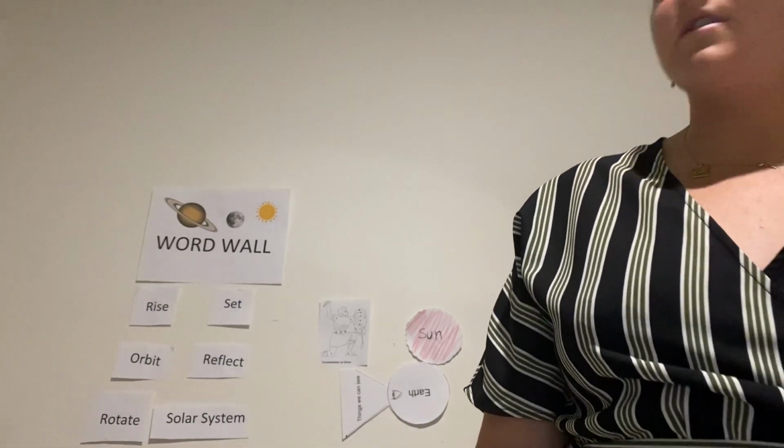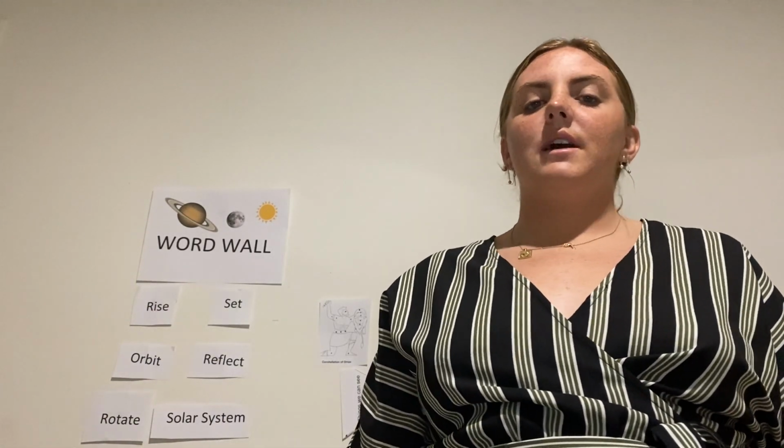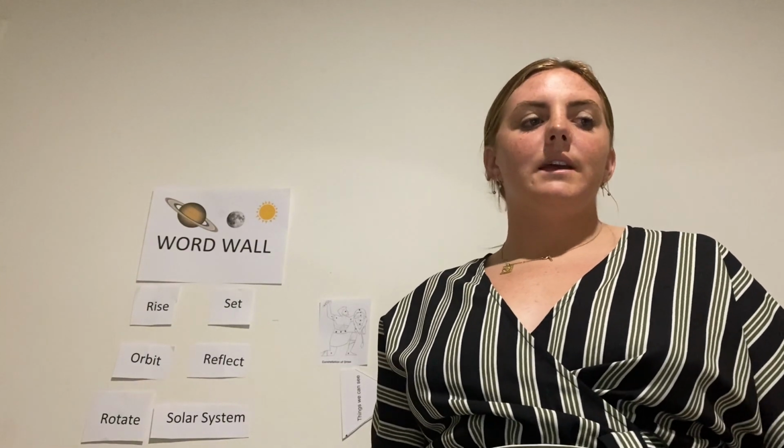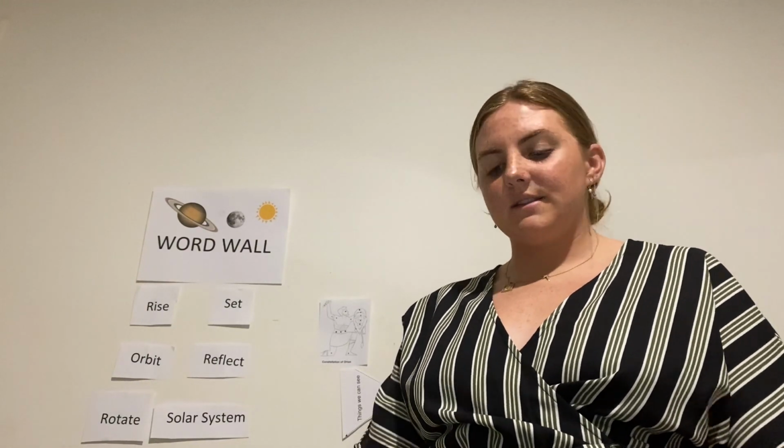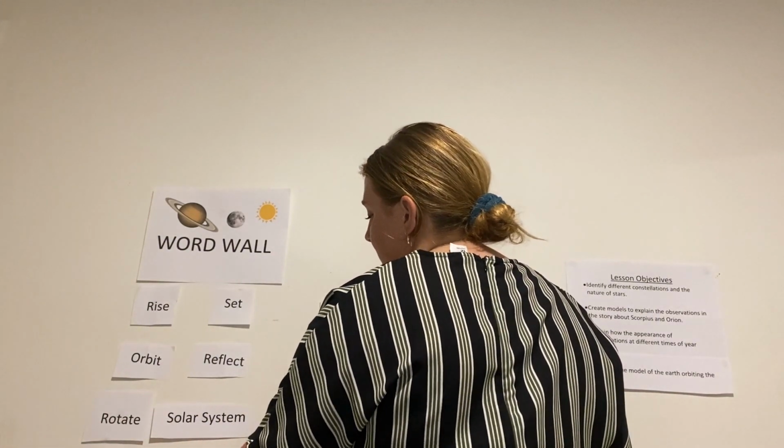So we've got one last thing to do. We have one word to add to our word wall. What's a word that we learnt today that we hadn't heard before? Yep. Oh, constellations. Awesome. So we're going to add that to the bottom of our word wall.